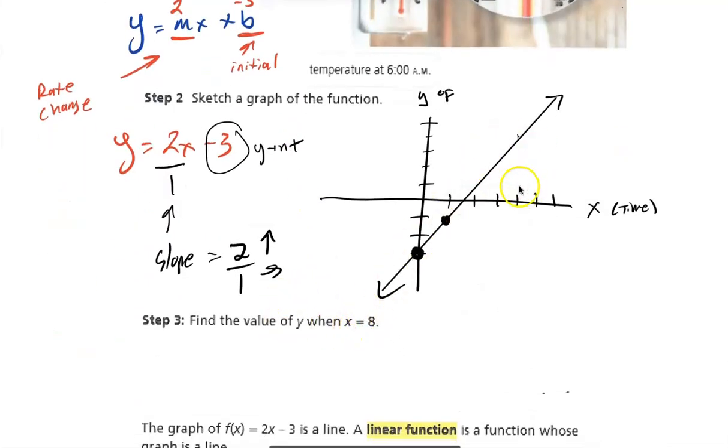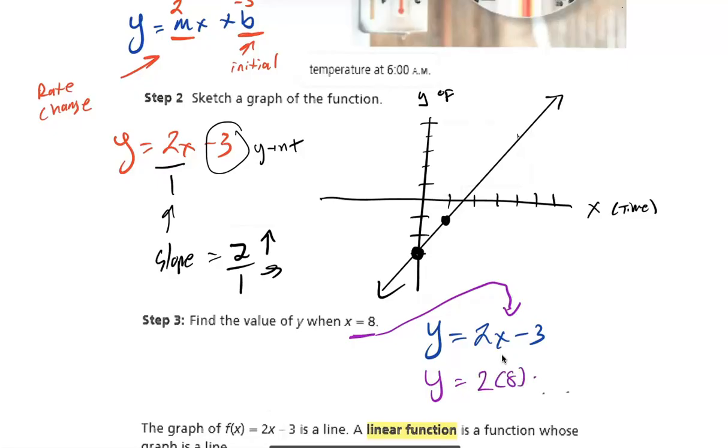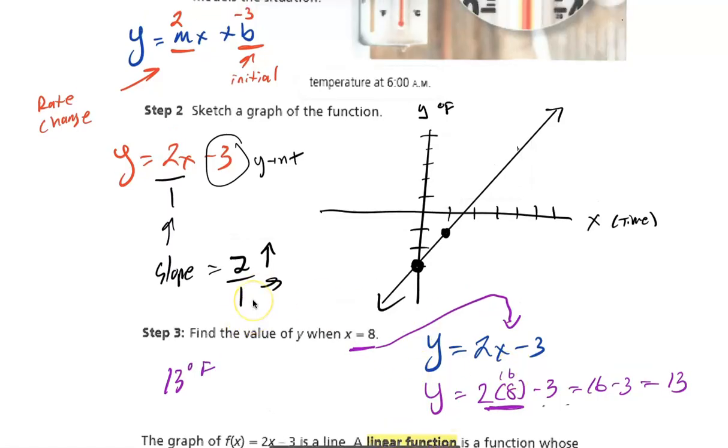Now, if my graph was nice enough, I could just go to 8 on my x and then figure out where it hits the graph. My graph doesn't go that far. So that's okay. Let's use our equation. So y equals 2x minus 3. And now we're going to substitute in x equals 8 for x. Use a little function notation. So you get y equals 2 times 8 minus 3. 2 times 8 is 16. So 16 minus 3 is 13. And we're talking about degrees, so this is 13 degrees Fahrenheit. That would be the temperature at 2 p.m.